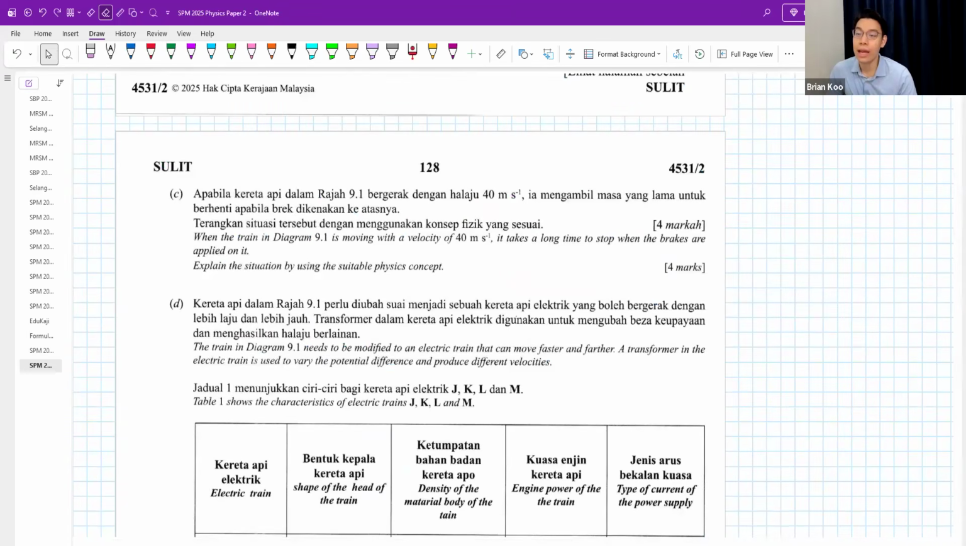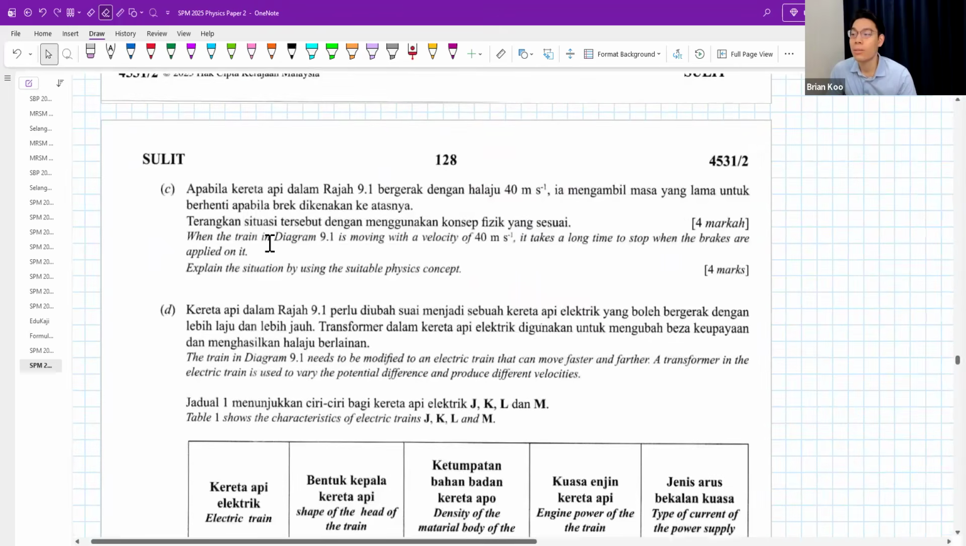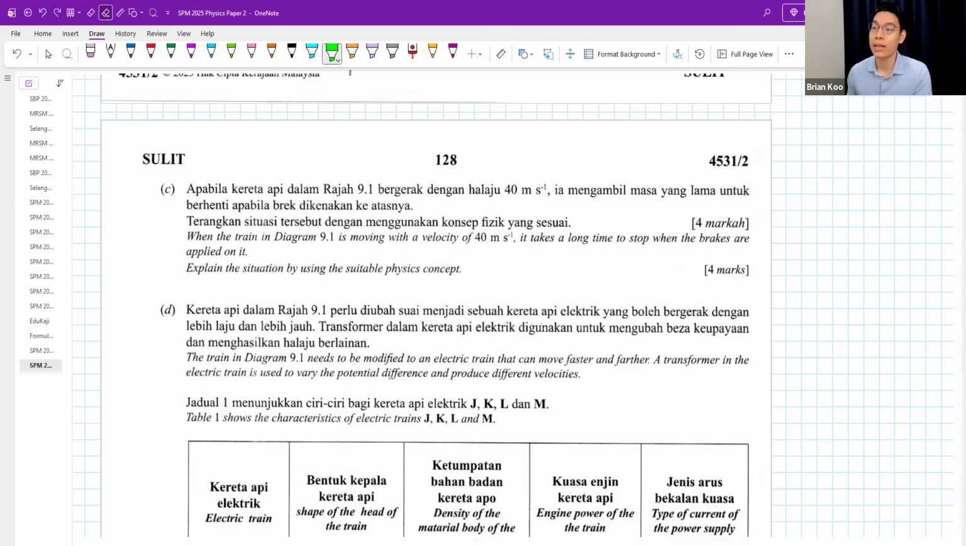When the train in diagram 9.1 is moving with a velocity of 40, it takes a long time to stop when the brakes are applied on it. Explain the situation using suitable physics concept. When the train is moving quite fast, it's very difficult to stop it. This concept is related to, definitely, you can talk about inertia. You can talk about momentum also.